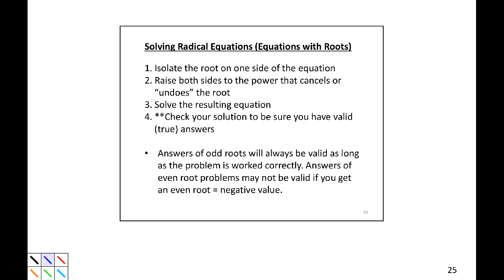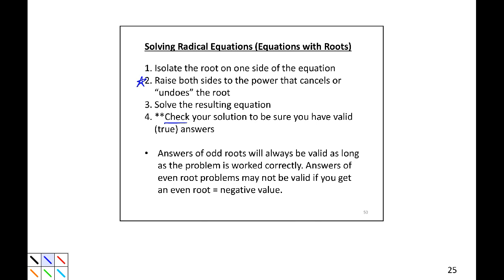to the power that cancels or undoes the root. That is, if you have a square root, you will square both sides. If you have a cube root, you will cube both sides. If you have a fifth root, then you raise both sides to the fifth power. The power that cancels that out. We'll solve the equation that's left, and then we must, absolutely must, check. Check your solution to make sure that we have valid answers.